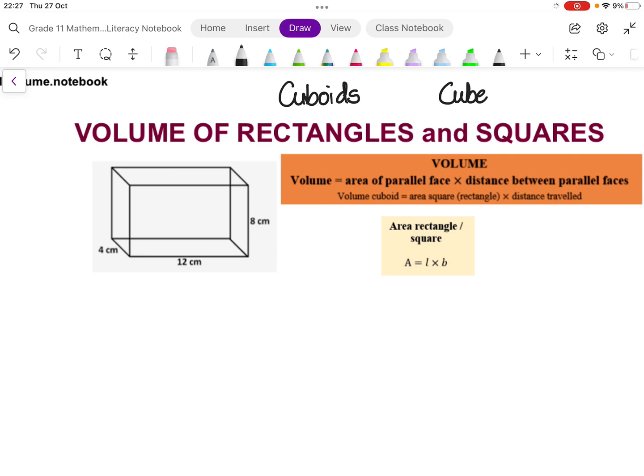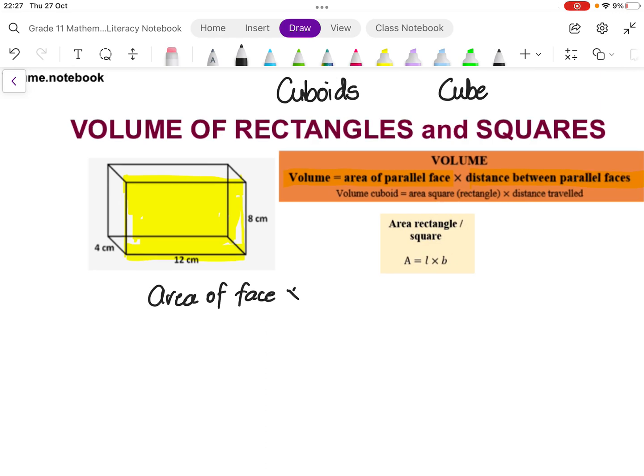Right, volume is far easier than surface area because volume is the area of the parallel face times the distance between the parallel faces. So if we have a look at our rectangle here, you will see my front face is this, which is two-dimensional. So what I'm going to do is area of face, and you don't get any of these formulae in a test or exam, so you need to learn it. Area of face multiplied by the distance traveled.